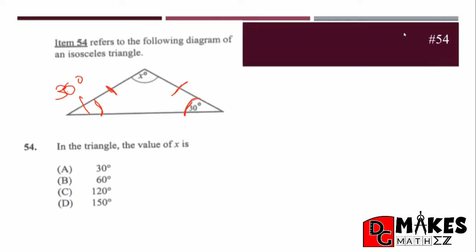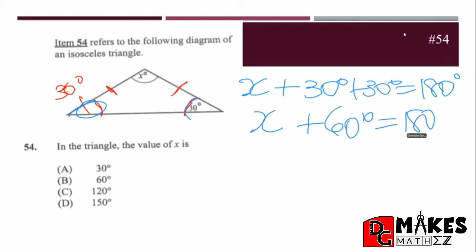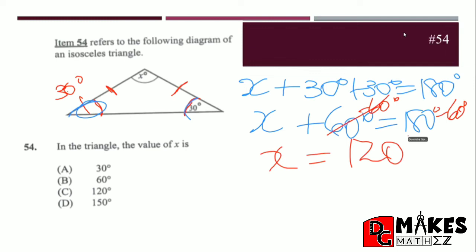So it says in the triangle, what is the value of x? Now, x is a certain angle, of course. And we know that the angles inside a triangle should add up to 180 degrees. So x plus this 30 degrees here, plus this 30 degrees here, should add up to 180 degrees. So we will just solve the equation. x plus 60 degrees equals 180 degrees. And I'm solving for x, so I'm going to subtract 60 from both sides, and we end up with x is equal to 120 degrees.